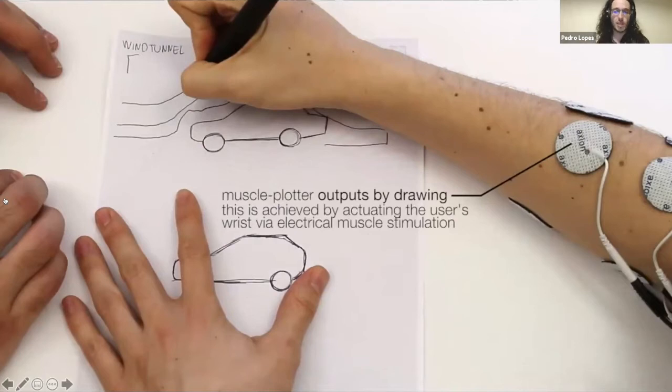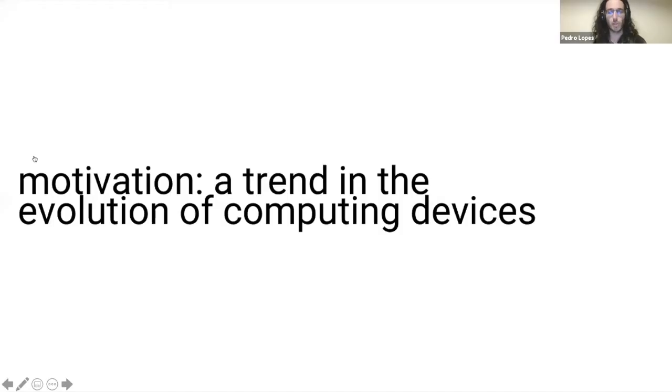If you see on the right side, this person has little white patches attached to their muscles, which are sending electrical impulses and controlling their wrist to the left and to the right so as to actually draw and to plot, hence the name Muscle Plotter. And so it is a computer system that momentarily takes control of their arm and plots it. And that's one of the examples that I wanted to show you.